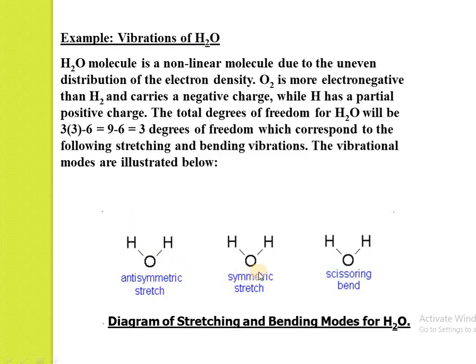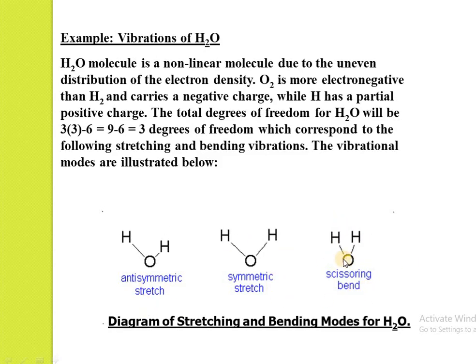In this diagram you can easily see that both hydrogens may be moving symmetrically away from or close to the oxygen. That is a symmetrical stretch, the central one, and the first one is anti-symmetrical or asymmetrical, because when one atom is moving close, the other is moving away from it, or vice versa. So this is an asymmetric or anti-symmetrical stretch. And the third is the scissoring bend. Scissoring is when both of the hydrogens move towards each other like a scissor.